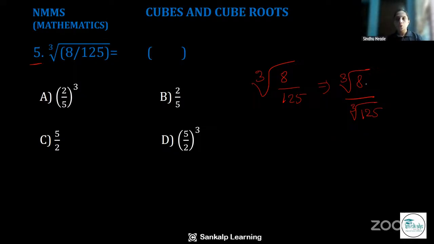Numerator, it is cube root of 8. So cube root of 8 is nothing but 2. Means 2 cube is 8, 2 into 2 into 2. Again, cube root of 125, it is 5. Because 5 cube is 125. So 2 by 5 is the answer for cube root of 8 by 125. So the correct answer is option B, 2 by 5. Thank you.